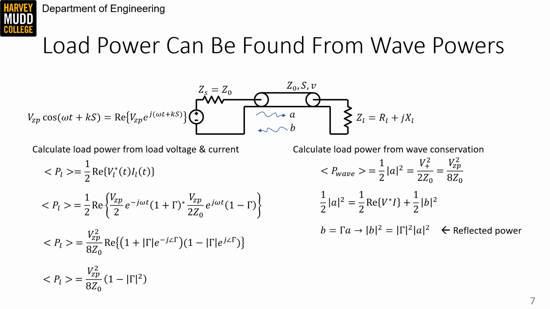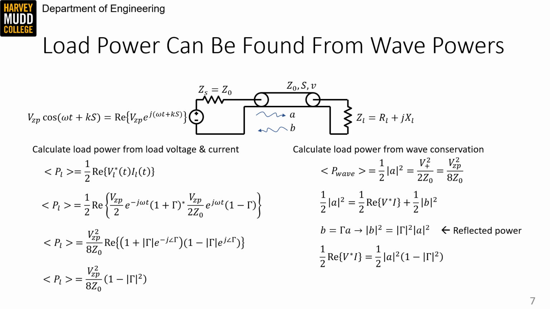And we can express how much power is reflected in terms of the reflection coefficient. We know B is gamma times A because gamma is defined as V minus over V plus. And if you multiply both sides of that equation by their complex conjugate, you can find an expression for the magnitude of B squared. That value is the reflected power, and it's directly dependent on gamma.